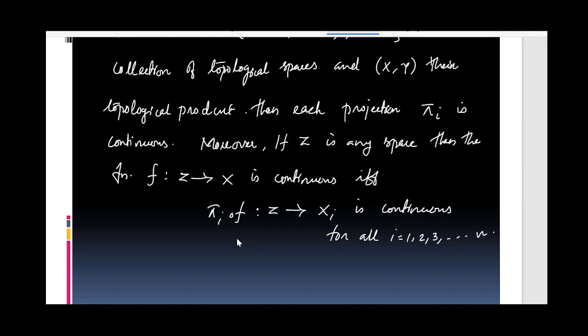Now what about the remaining? That is the converse part. That means I want to prove that whenever pi i composition f is continuous, f is going to be continuous. Let us see how we can prove it.